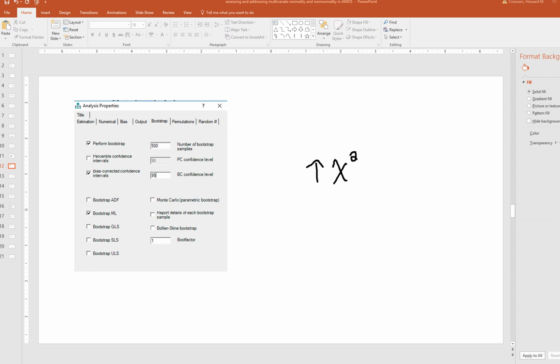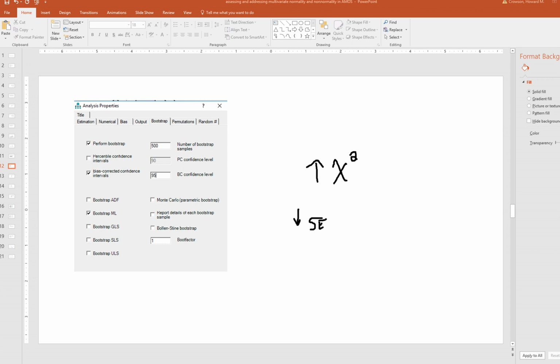A second effect is that it impacts the standard errors, and essentially what it can do is drive down standard errors within your model, and you end up having an increase in the likelihood of type 1 error. So we really want to consider options that address both of these issues. One option with respect to generating appropriate, or at least more reasonable, standard errors is to use nonparametric bootstrapping in AMOS.